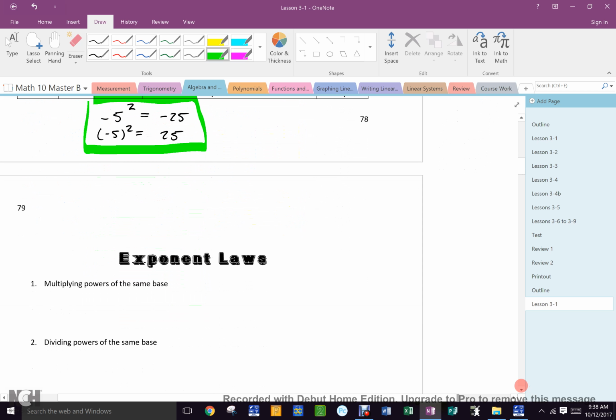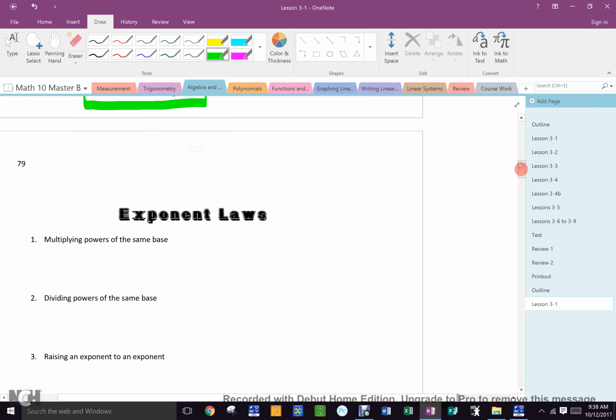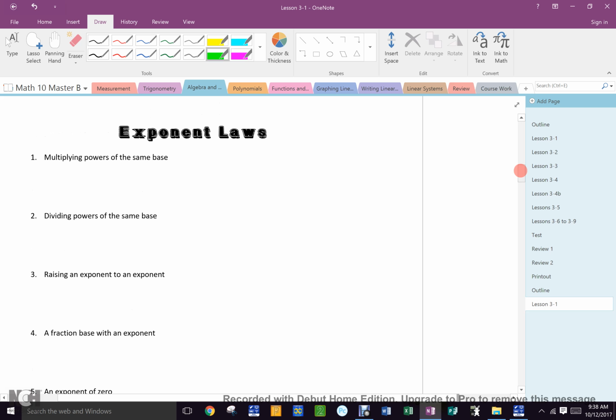Can we turn the page over? Everybody is good on exponent basics, yes?